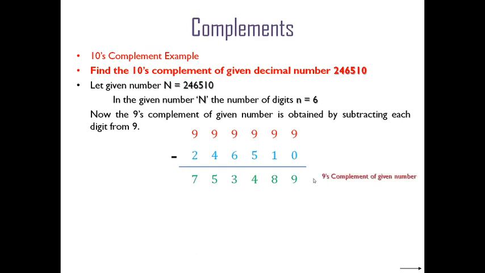Now from this nines complement, if we want to obtain the tens complement, we will add 1. We will get the tens complement like this. 9 plus 1 is 10, 8 plus 1 is 9, and the remaining bits will be as they are. These are the tens complement. Now if you want to get this tens complement directly, we will use the same method.